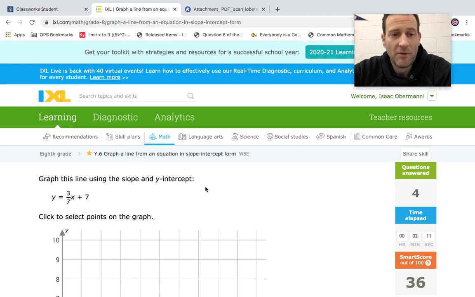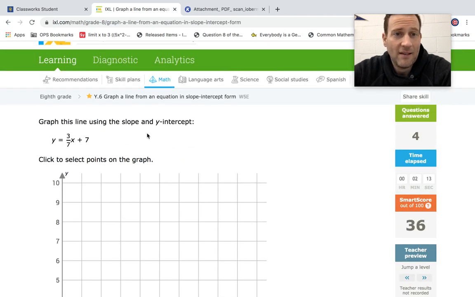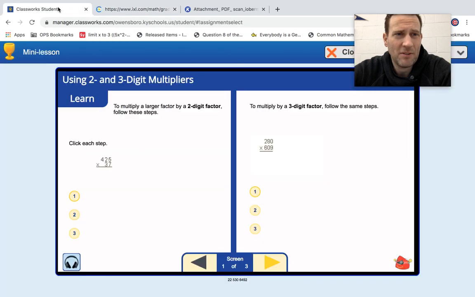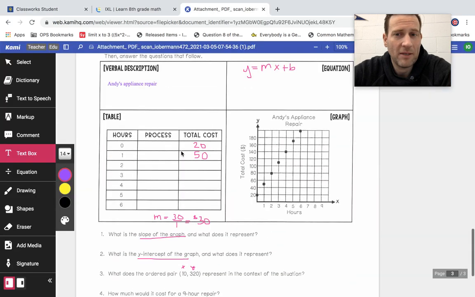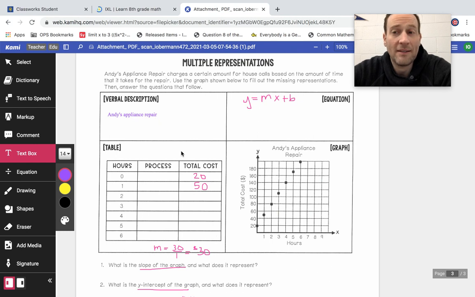So you can work at both of these IXLs here to 80. So it's Y5 and Y6. Make sure you do your classwork stuff, mini lesson there. Okay. And then also make sure you have finished this problem right here so that you can get that taken care of. I'll submit all of these on our Google Classroom so you can take a look at it.